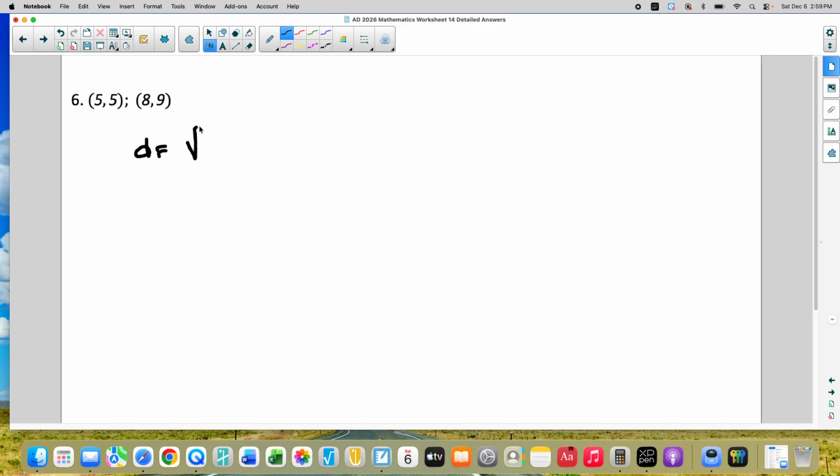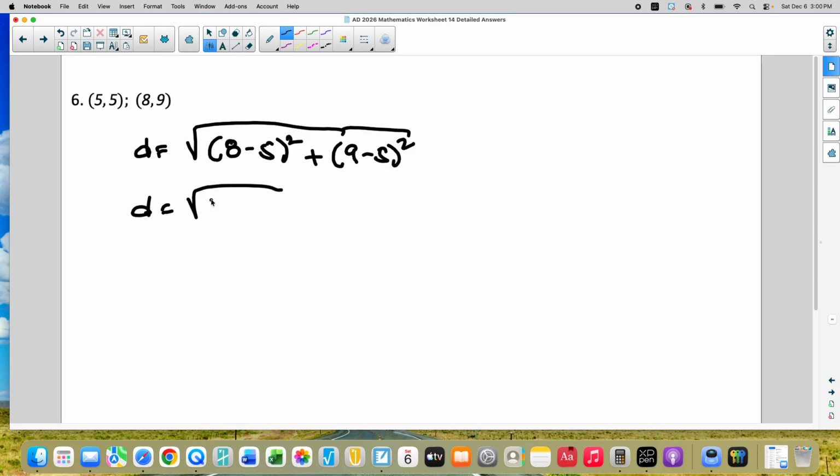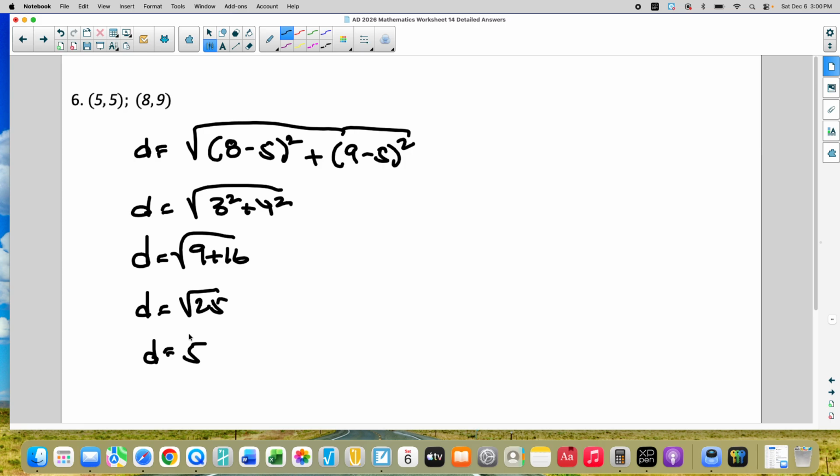Distance equals 8 minus 5 and 9 minus 5. That's going to be 3 squared plus 4 squared, which gives us 9 plus 16, which gives us 25, which simplifies to 5.